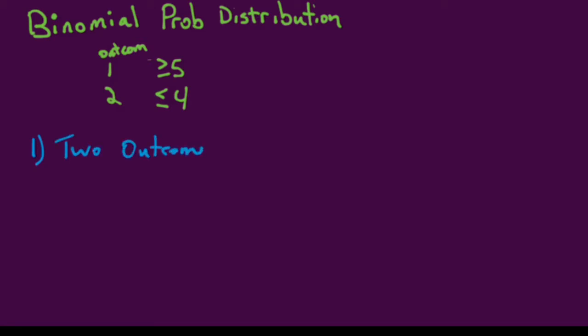Now, they need to be mutually exclusive. Okay, so we can't have greater than or equal to 5. Whoop, it's me trying to talk in, right? Greater than or equal to 5 and less than or equal to 5, right? That's not mutually exclusive. We can't have that.